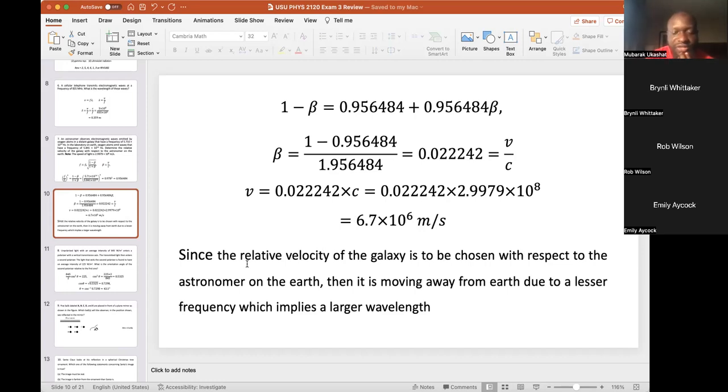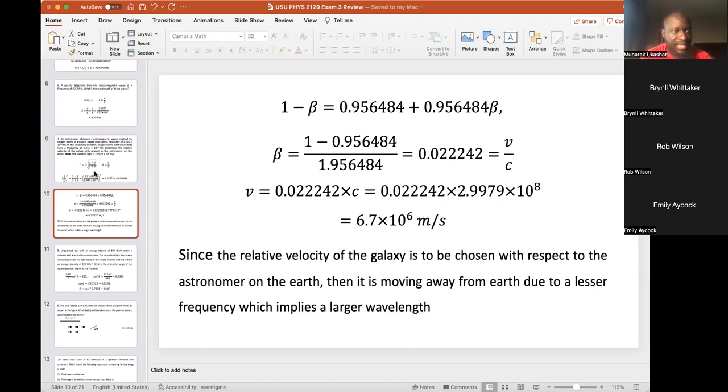So they're asking us to find the relative velocity of the galaxy with respect to the astronomer on Earth. So we are assuming Earth to be static and the other one is moving. We are both moving, but we have to take it with respect to one. So if I take it with respect to Earth, then we discover that the galaxy is moving away from Earth because the frequency from that galaxy is lower than the frequency observed on Earth.